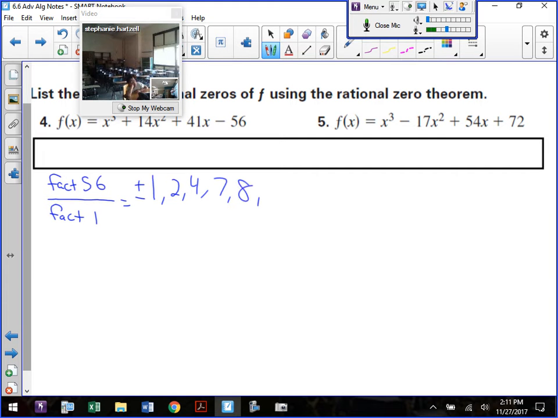7, 8, 16. Was it 16? And then not 16. I'm sorry, 14. I was thinking it was 4 goes into 16. So it's 14, and then 28 and 56, all divided by 1. So this one has 2, 4, 6, 8, 10, 12, 14, 16 possible zeros that you could come up with for a third degree polynomial.